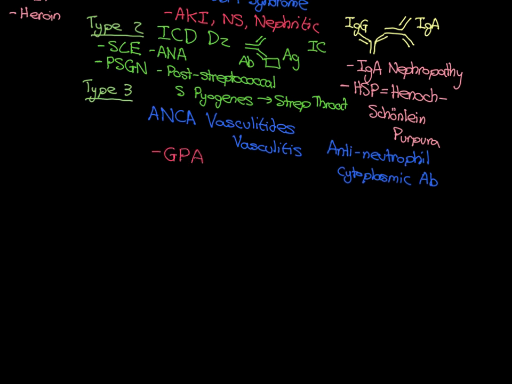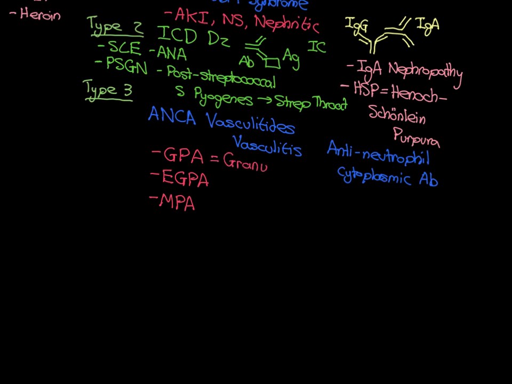So the first one is granulomatosis with polyangiitis. The second one is eosinophilic granulomatosis with polyangiitis. And the third one is microscopic polyangiitis. So let me write out one of their names.